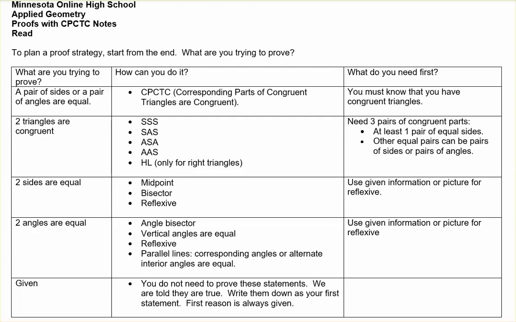A common type of geometry proofs use congruent triangles and CPCTC. In this video, we'll look at how you can plan out what you'll need to do in order to use that theorem.